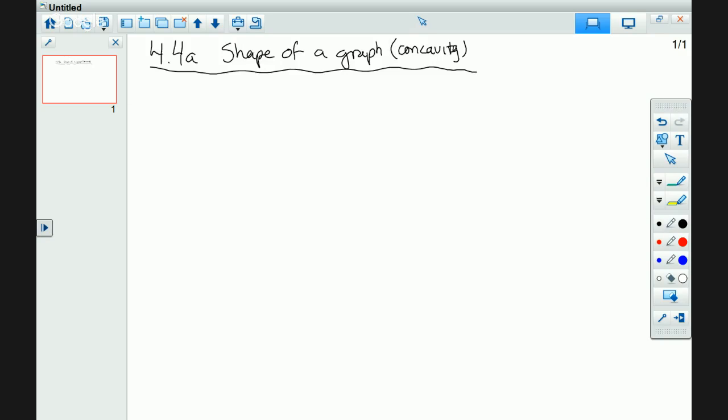So we're going to study the shape of graphs a little bit more with concavity.